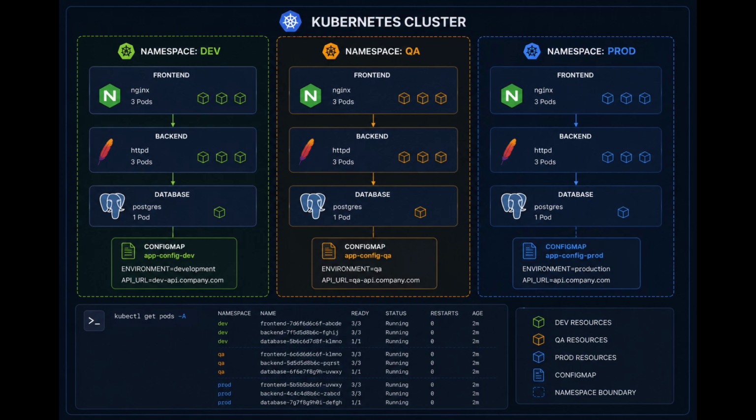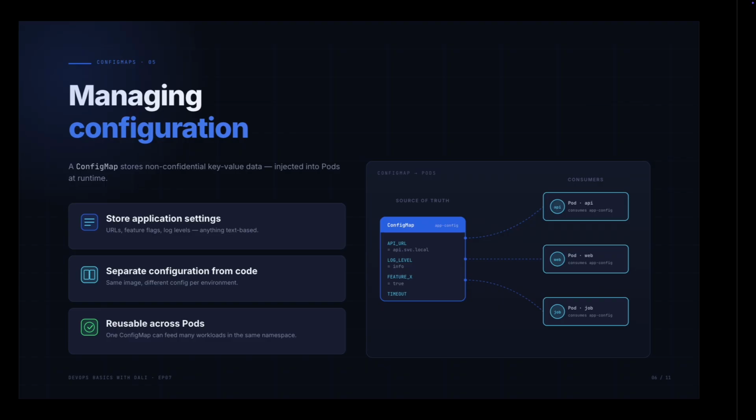So far, we've separated applications and databases, but environments usually need different configurations as well. For example, different API endpoints, feature flags, or application settings. Let's see how ConfigMaps help us manage those differences. So far, we've separated our applications using namespaces, but there's another challenge. Each environment usually needs different settings. Development might use test APIs, QA might use staging services, production uses the real infrastructure. We don't want to rebuild our application every time a configuration changes. That's exactly why config maps exist.